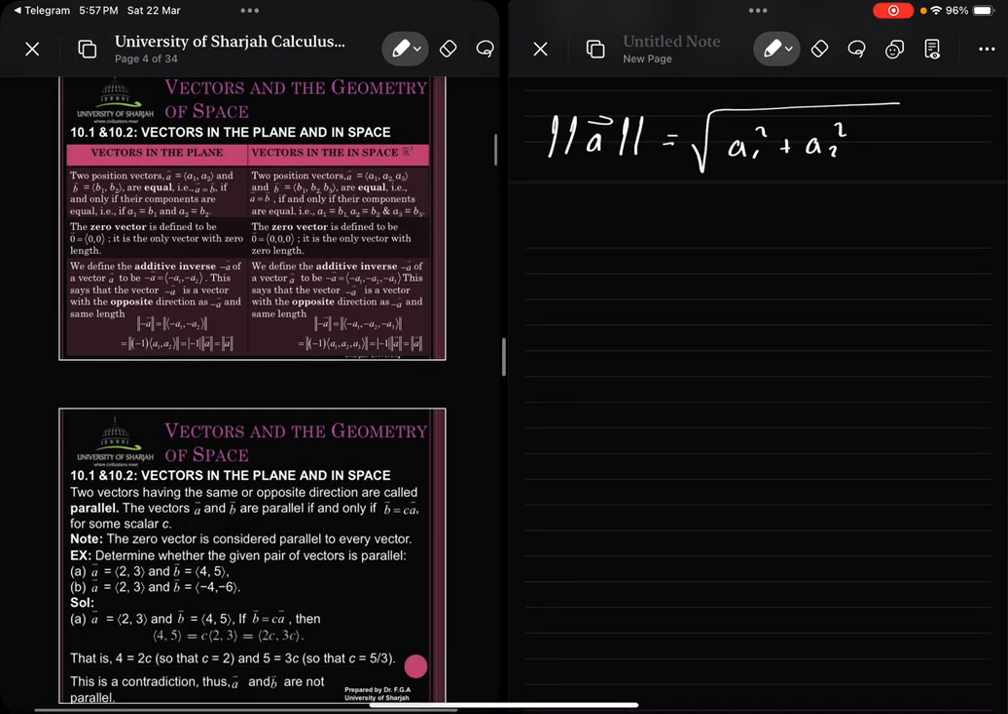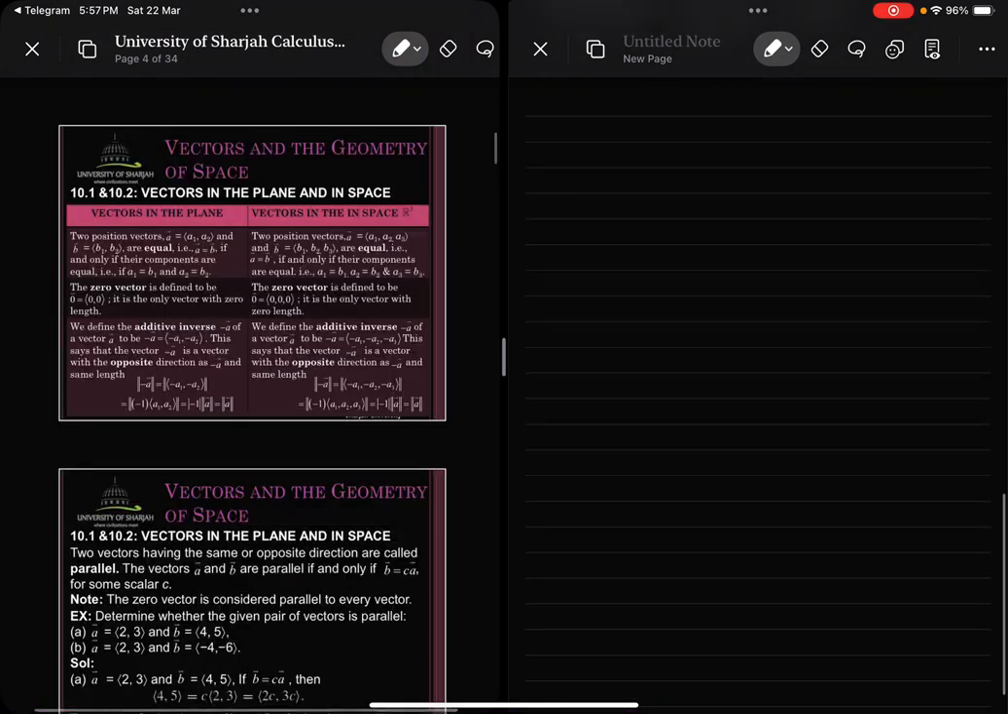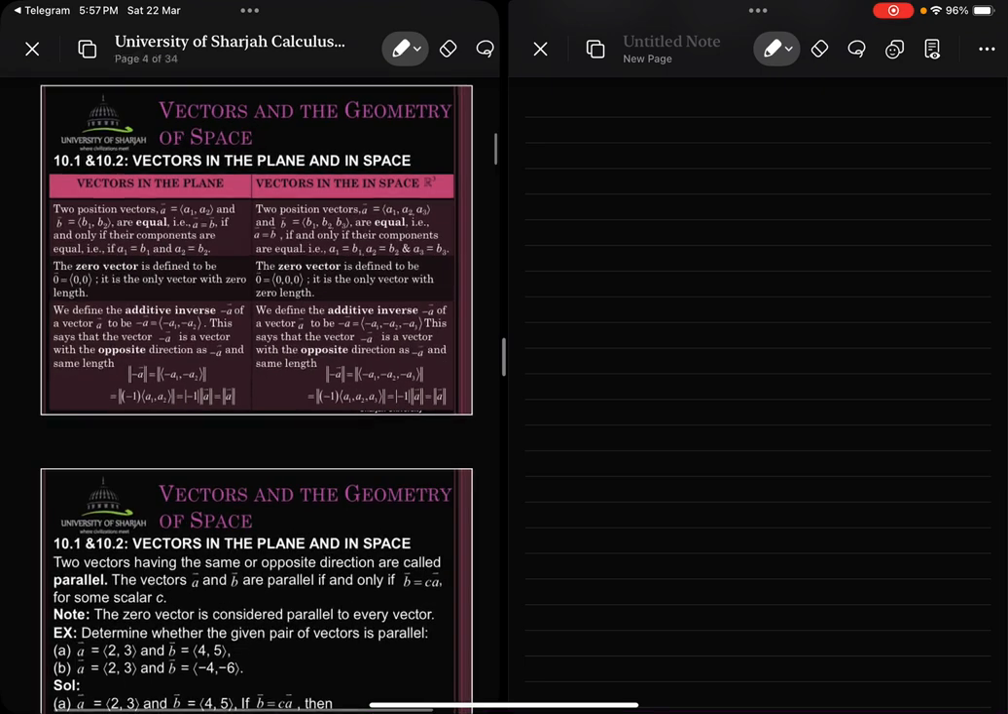Okay, here we have a table: vector in the plane and vector in space. In the plane we have two dimensions only, which are x and y. We have A1 and A2. For example, if we have B, it is also the same thing, B1, B2.